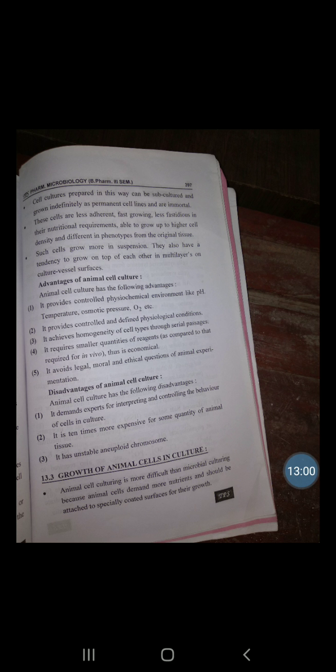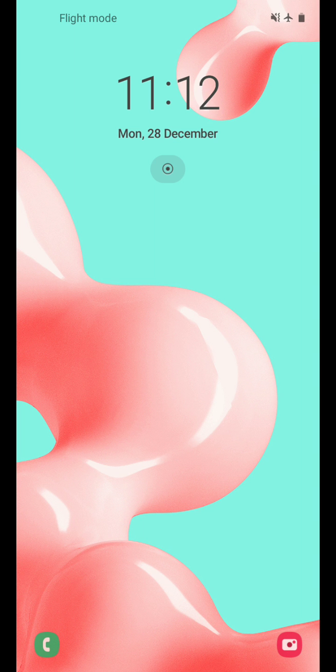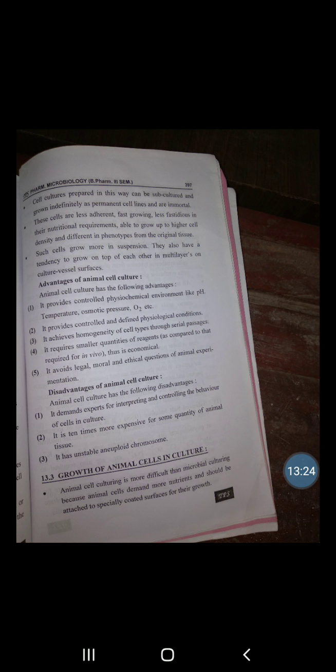It requires smaller quantities of reagents as compared to those required for in vivo work, and thus it is economical. It also avoids legal, moral and ethical questions of animal experimentation. So these are the advantages of animal cell culture.